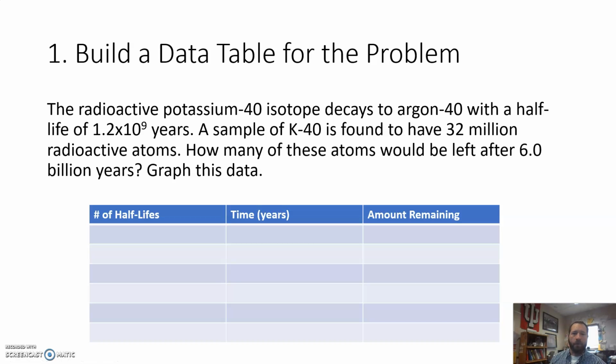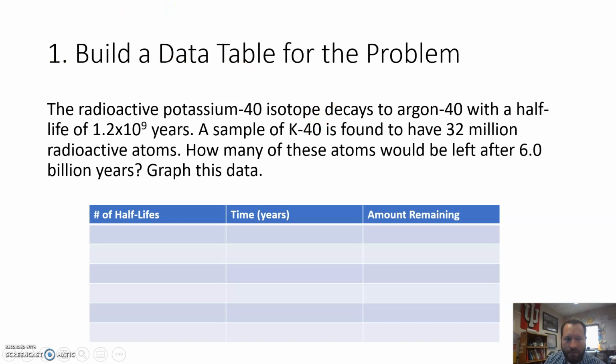So first step, whenever you're given a problem and you have to graph it, just like when we were solving these problems, is to build a data table for the problem. So here we're working with the radioactive potassium-40 isotope, which decays to argon-40 with a half-life of 1.2 times 10 to the 9, that's 1.2 billion years. A sample of K40 is found to have 32 million radioactive atoms. How many of these atoms will be left after 6 billion years? And then they want us to graph this data.